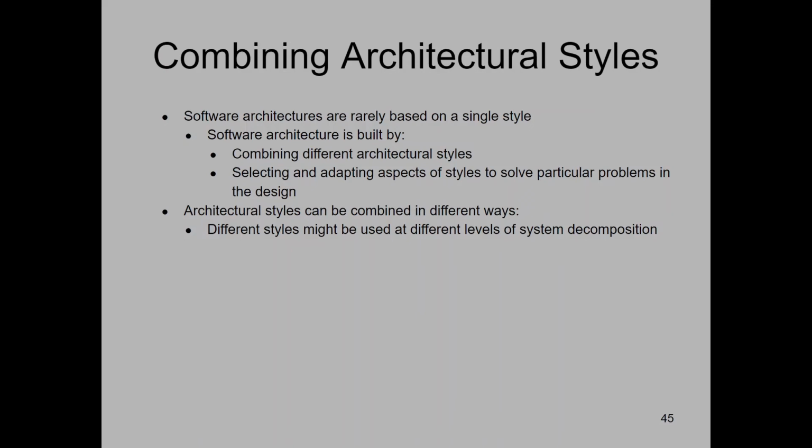Software architecture is built by two things: combining different architectural styles, and selecting and adapting aspects of styles to solve particular problems in the design. Architectural styles can be combined in different ways, though. Different styles might be used at different levels of system decomposition. For example, a system's overall structure might be viewed as a client-server architecture, but the server component can be subsequently decomposed into a series of layers. Specifically, one architecture's publish-subscribe interactions can be decomposed to elaborate the components and protocols used to manage event subscriptions and to notify subscribers of event announcements.